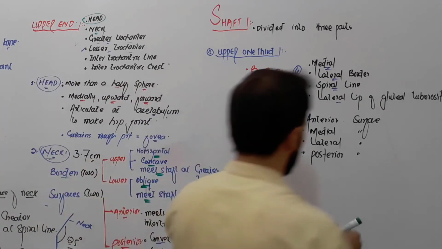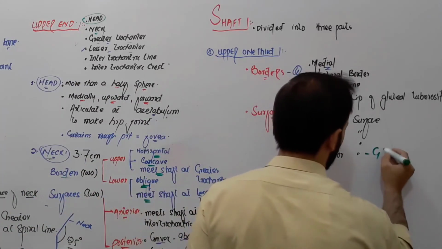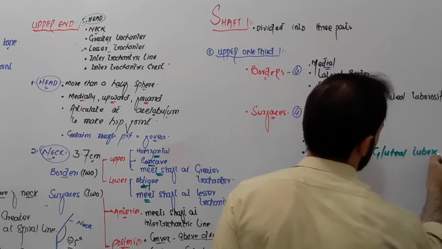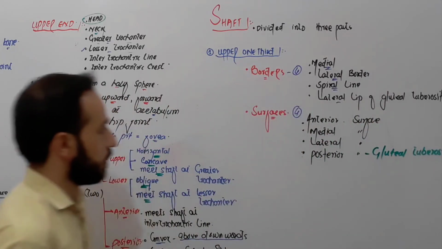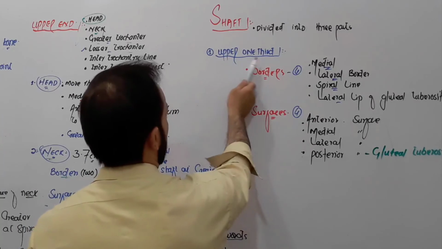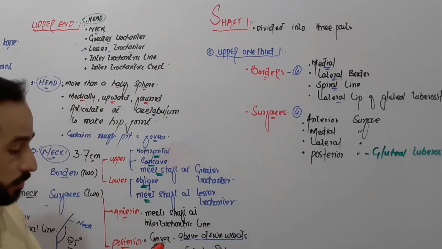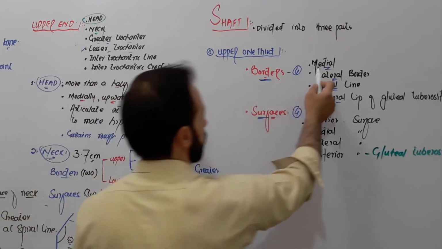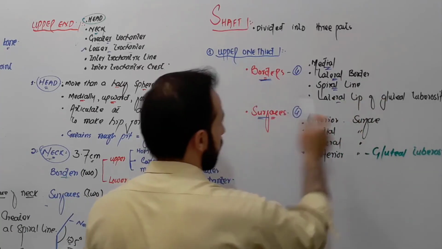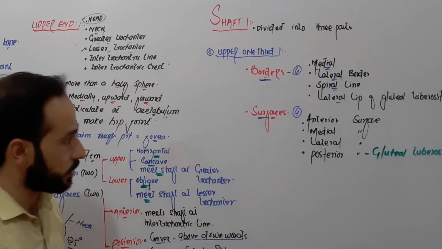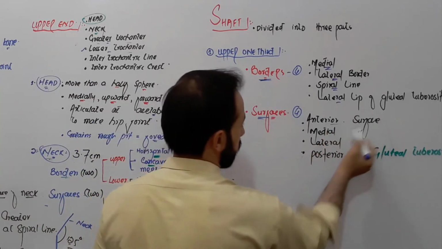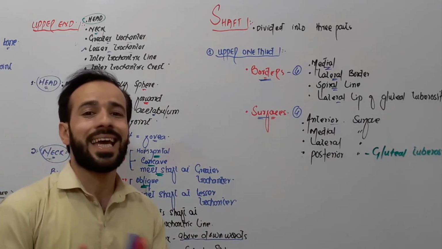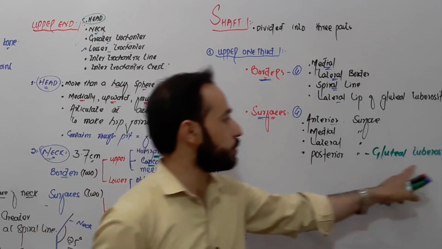Now let me write it with the green color here, that the posterior surface has a very important marking that is called the gluteal tuberosity. Right, friends? Okay, so what did we learn? We learned that the upper 1/3 of the shaft of the femur bone has borders and surfaces. How many borders? 4 borders. There is the medial border, lateral border, spiral line, lateral lip of the gluteal tuberosity. Then it has 4 surfaces: the anterior surface, the medial surface, the lateral surface, and the posterior surface. And this posterior surface has a very important marking that is called the gluteal tuberosity.